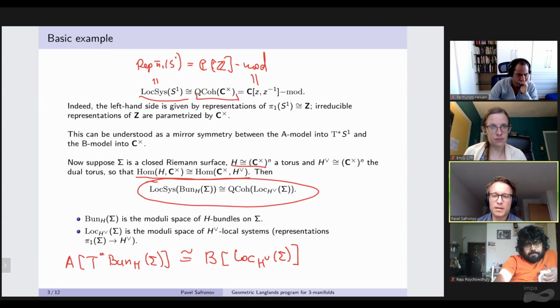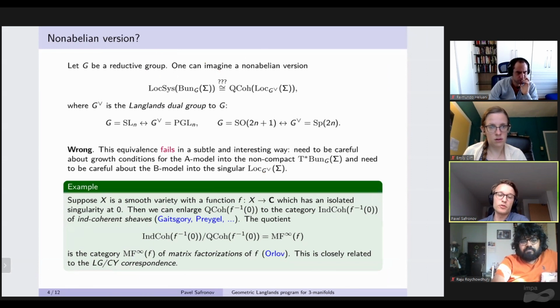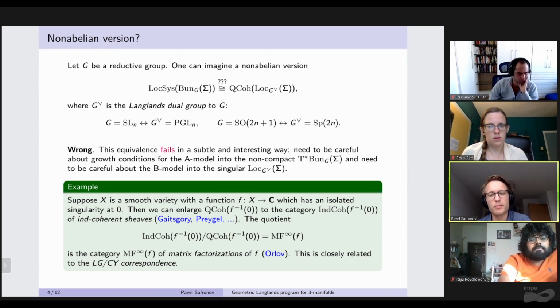Okay. But this story so far is just the story about abelian groups, so some tori. Let's see if we can try to make sense of that in the non-abelian setting. So let's say you have a reductive group G. You can try to imagine that there's, again, the same kind of equivalence. So you look at the local systems on the moduli space of G bundles on sigma, and quasi-coherent sheaves on the moduli space of flat G-check connections on sigma. Here, G-check is what's called the Langlands dual group to G. In the case that this reductive group G is just a torus, C star to the N, this Langlands dual group is just the dual torus. So it reduces to the case I was talking about before.